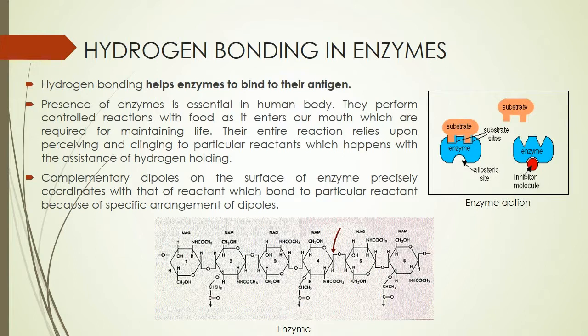Hydrogen bonding in enzymes. Hydrogen bonding helps enzymes to bind to their substrate. The presence of enzymes is essential in the human body. They perform controlled reactions with food as it enters our mouth, which are required for maintaining life. Their entire reaction relies upon recognizing and clinging to particular reactants, which happens with the assistance of hydrogen bonding. Complementary dipoles on the surface of the enzyme precisely match those of the reactant, which bonds to a particular reactant because of the specific arrangement of dipoles.